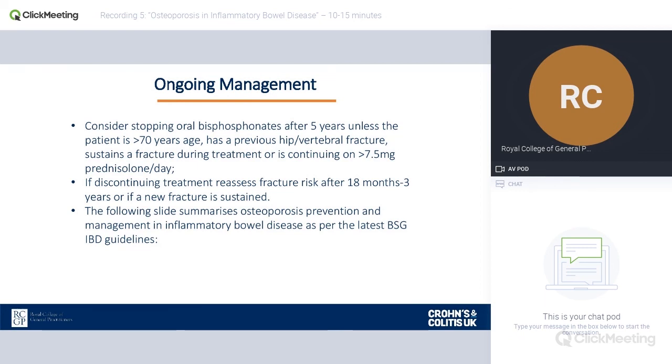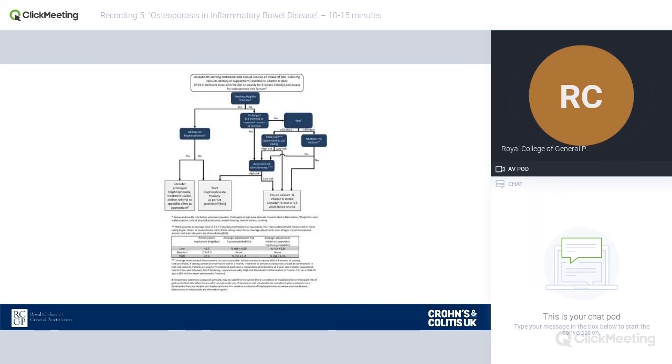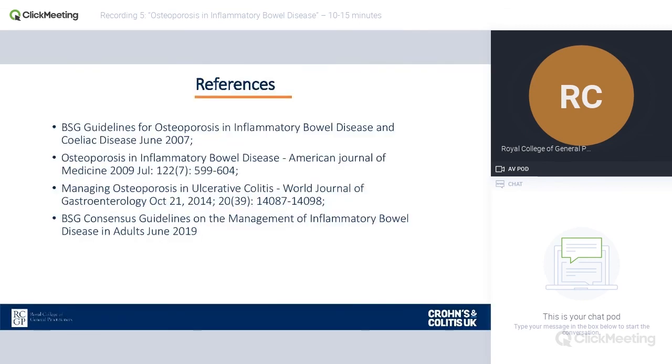If we do discontinue treatment, remember to reassess the fracture risk 18 months to 3 years down the line, or if they sustain a fracture at any point. The latest BSG guidelines publish a nice summary slide on osteoporosis management, and hopefully it covers everything that we've talked about. So I won't go through it in detail, but it's really useful to refer back to it.